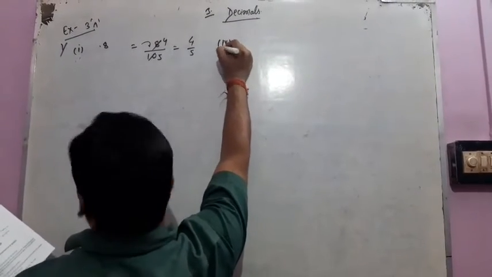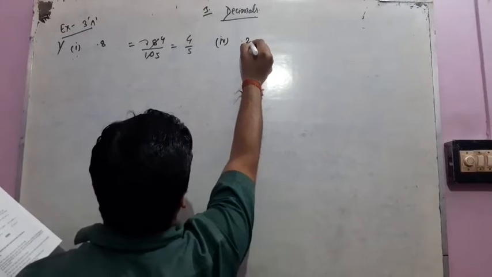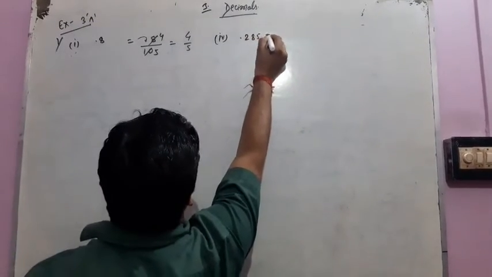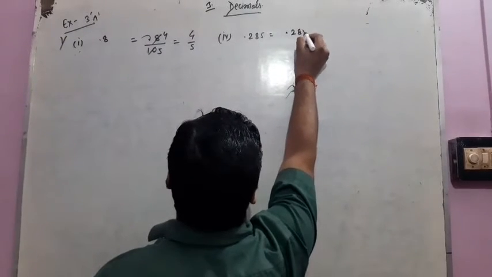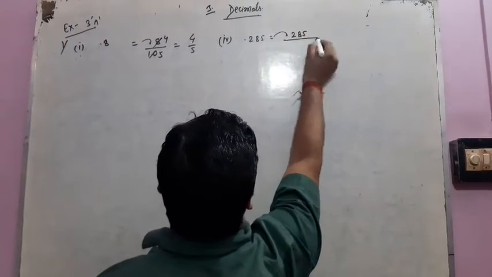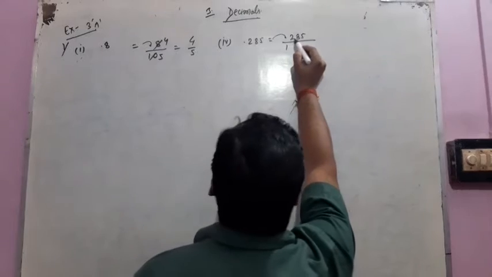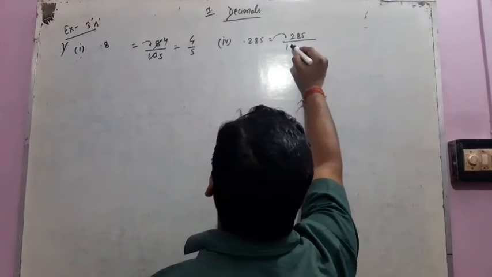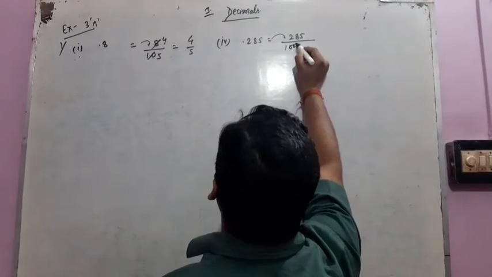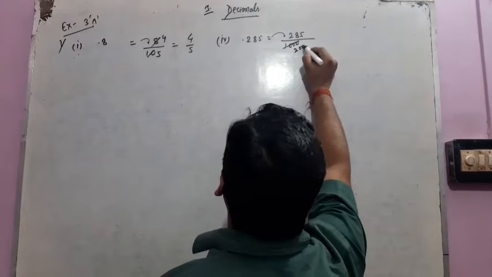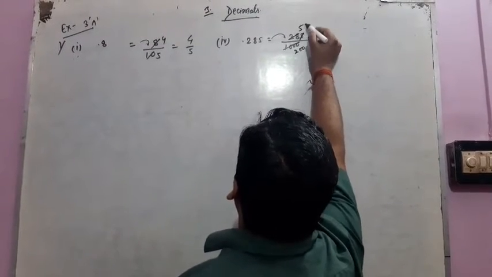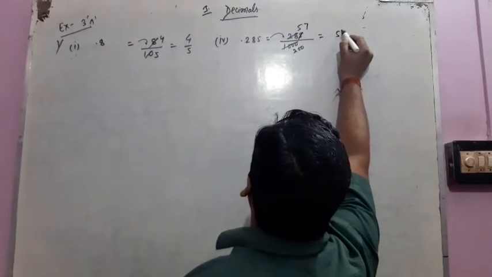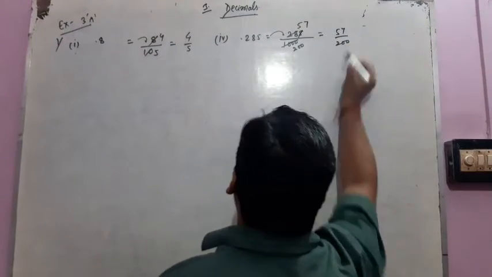Question number 4, decimal 0.285. Now, for converting into a fraction, we write 0.285. Now remove the decimal from here, and 1 comes. After the decimal there are 3 digits, so we have to put 3 zeros here. Now divide by 5: 5 fives are 25, 5 sevens are 35. The result will be 57 by 200.